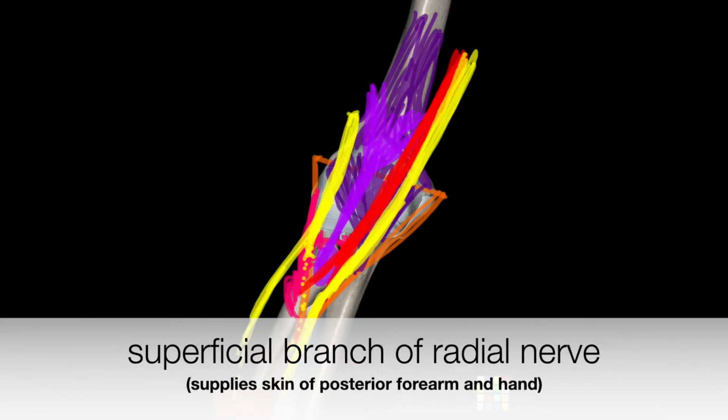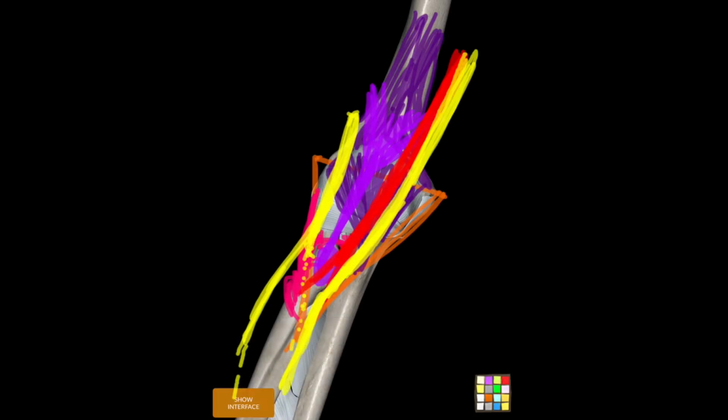Those are the complete contents of the cubital fossa, apart from fat and lymph nodes. So radial nerve, biceps brachii tendon, brachial artery, and median nerve.